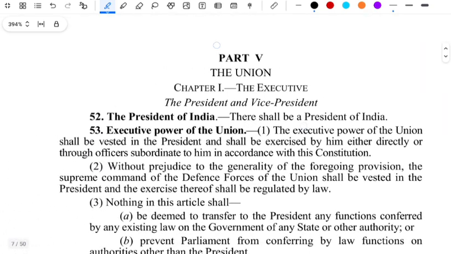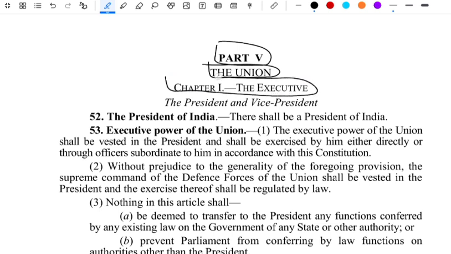Next, we are moving toward Part 5 of our Constitution, that is the Union. Here Chapter 1 says the Executive. We will study the President and Vice President of India and the articles that are mentioned about them, about their duties, about their terms and conditions, about their post. So we will study them in this series.